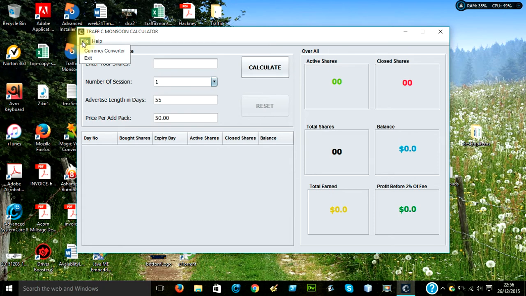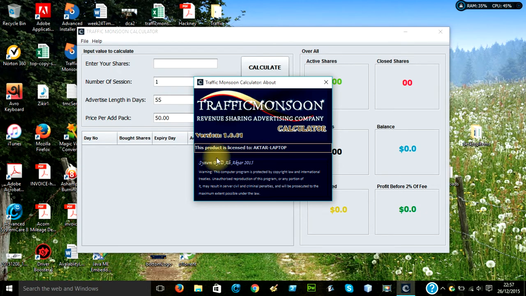two menus here. One is called the File menu and another one is Help. Under the File menu you can see Currency Converter and Exit. With the Help menu you can see Help Contents and About. If you click on Help Contents you can find whatever help you need there. And if you want to know about this software, if you click About, the information will appear here.